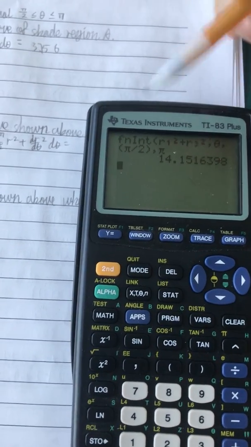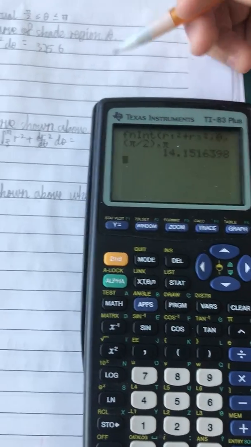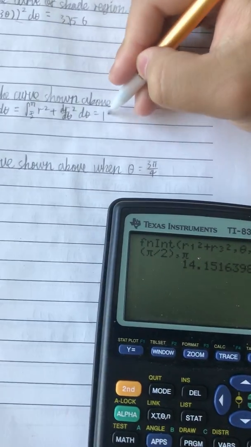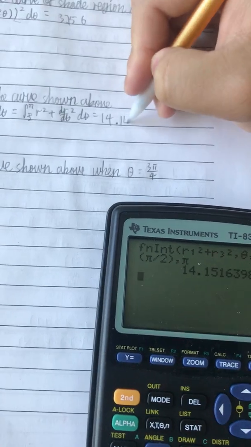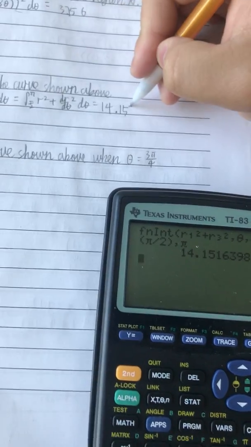Boom. So this is what we should be getting for our arc length, which is 14.15. Well, since this is a 6, we're gonna round it up to 2. Okie dokie. And that's our arc length.